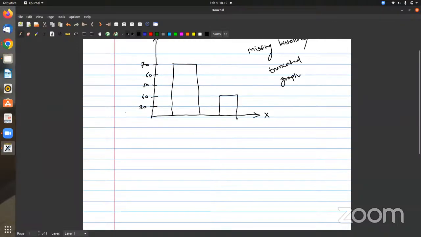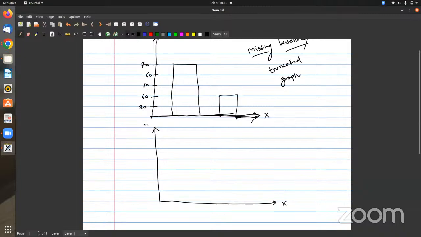Now, the starting point is not there, no? It is not 0. So that is a truncated graph or missing baseline. So the baseline is not there. That means it is not started with 0. So the other name of missing baseline is truncated graph only.